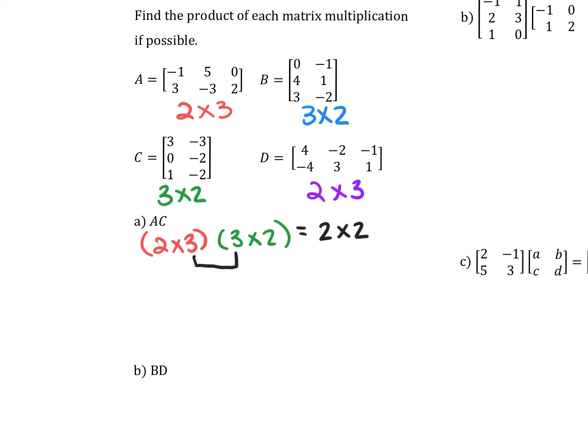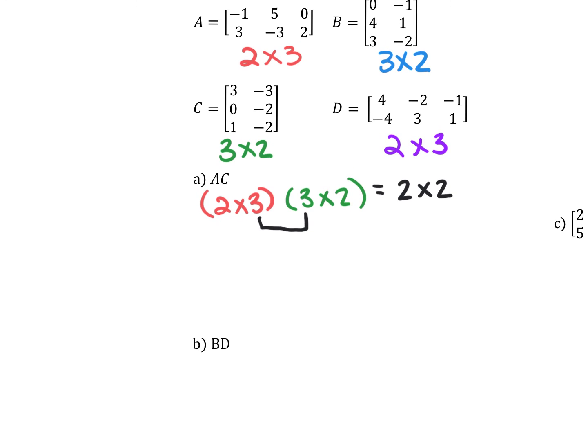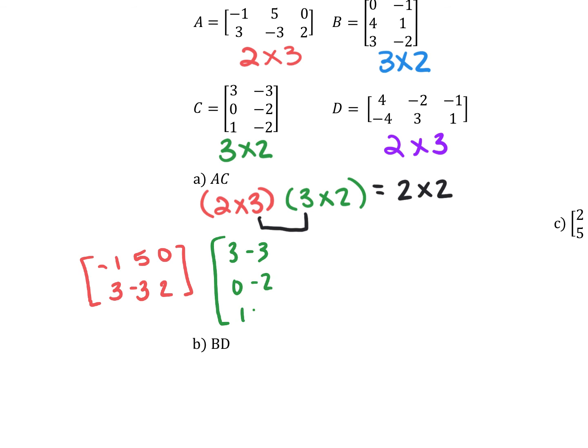A 2 by 3 times a 3 by 2 gives me a 2 by 2 in the end. Here's how this works. Matrix A: -1, 5, 0, 3, -3, 2. Matrix C: 3, -3, 0, -2, 1, -2. Multiply a row by a column. Row by column. Everybody got that? So watch what happens when I do this. Here I get a 2 by 2 out of this.